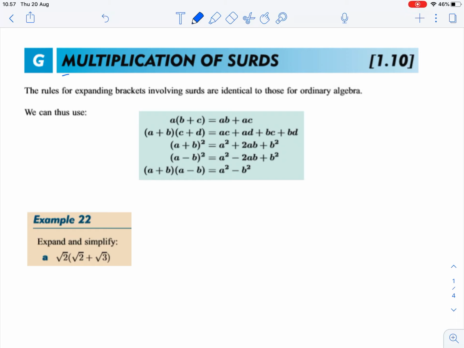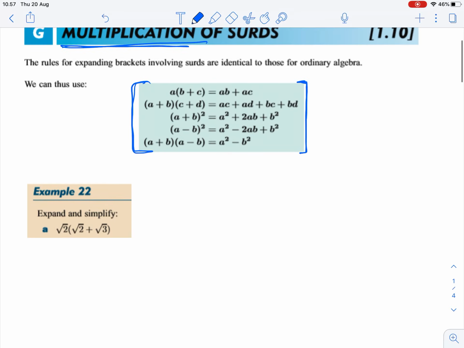In this video, we'll talk about the multiplication of surds. Big takeaway is that surds just operate the same as any other variable, really. It differs by a few ways, but these rules that you see here all apply. So for example, in example 22, we're expanding and simplifying.